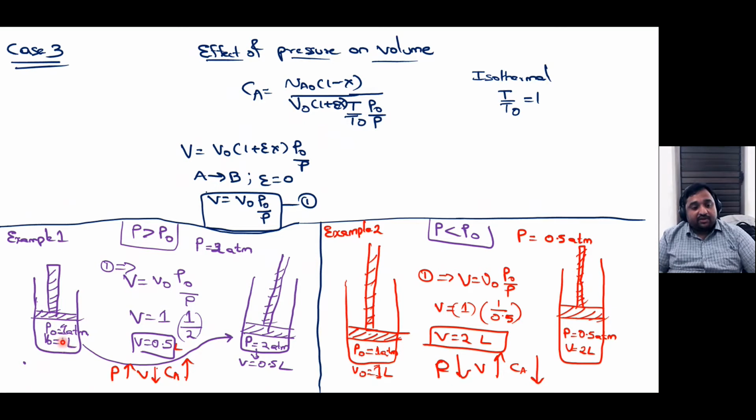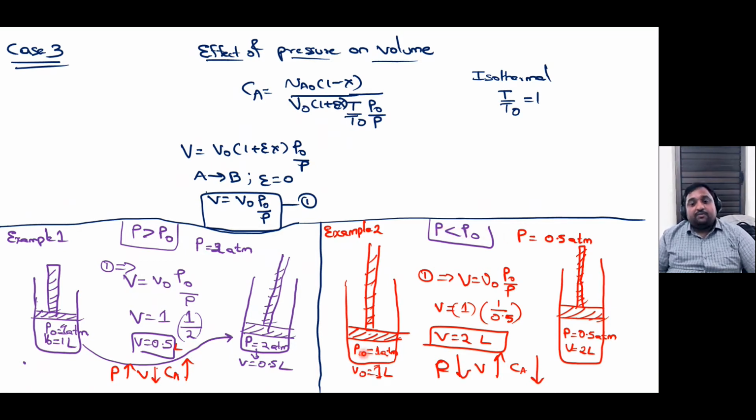That means if I start with 1 liter volume, because of increasing pressure to 2 atmosphere, my volume got reduced to 0.5 liter. That means the pressure will bring positive changes in the concentration. If I raise my pressure, volume will get down. If volume gets down, the concentration will rise. In example 2, similarly, if I reduce my pressure, what happens?